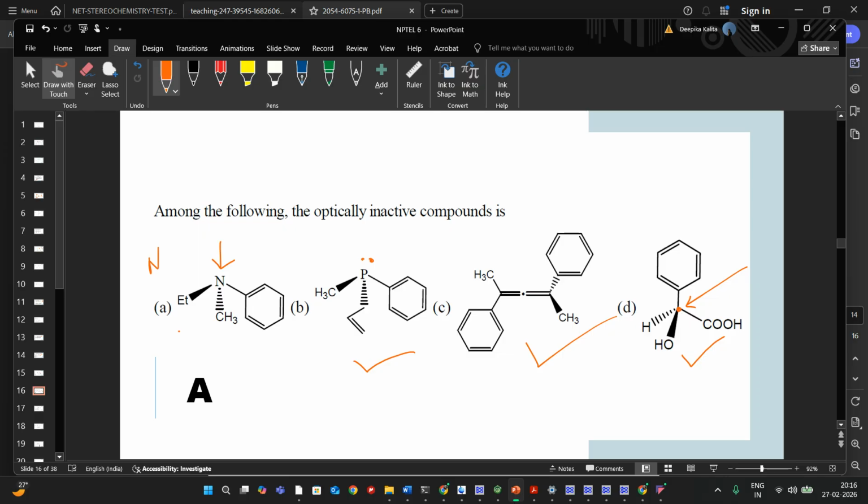Okay, so because of this phenomenon, I'll note down here. Because of this phenomenon, these molecules are not going to show any optical activity. I hope this is clear to you.